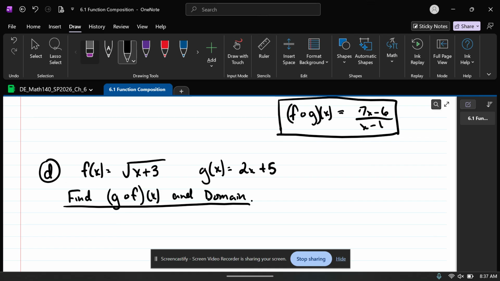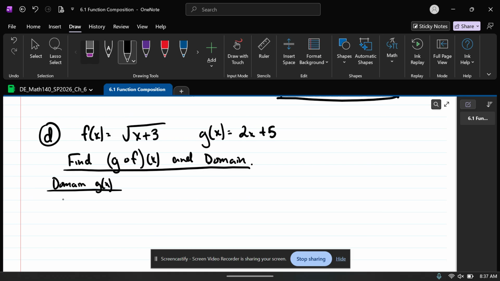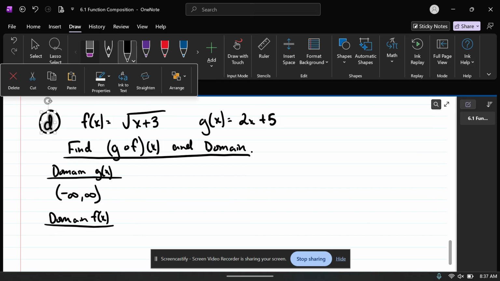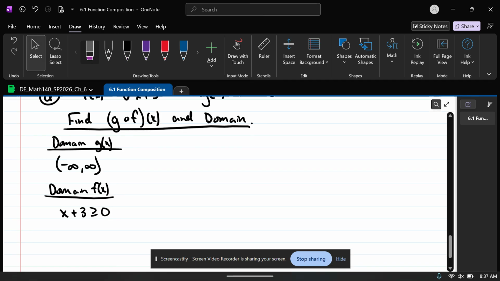Okay, so I'm going to find the domain of g of x first. What is the domain of g of x? All real numbers. That's the shortest way I know to write that. And then the domain of f of x. How do I find it? It's a square root with an x inside. Inequality, greater than or equal to 0. You don't want negatives underneath that square root. So solving that gets us x has got to be greater than or equal to negative 3.